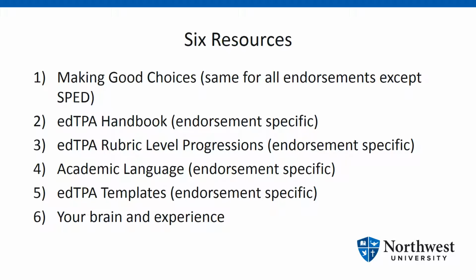The third type of document you're going to have is called the edTPA Rubric Level Progressions. These too are endorsement specific, so they are specific to your endorsement. These are, in my estimation, perhaps the most valuable document you're going to have. And we are going to spend a lot of time looking at these coming up. But essentially what these do is these take each of the 15 rubrics that we talked about in the last video, and they go into great depth. What if 3 is the standard? What does a 2 look like? What would you have to specifically do to score a 2 instead of a 3? Or what would you have to do to score a 4 instead of a 3? They are very specific, and we will spend a lot of time looking at those.